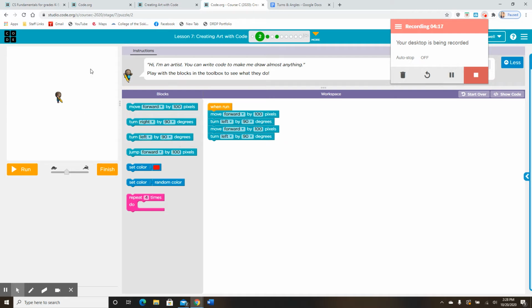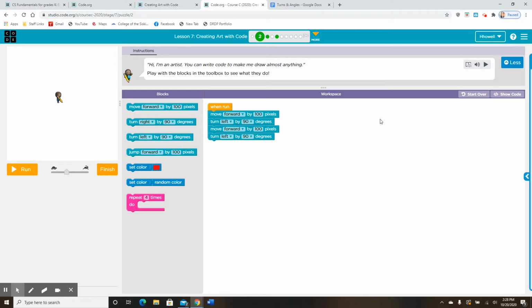All right, so this guy says, hi, I'm an artist and you can write code to make me draw almost anything. Play with the blocks in your toolbox to see what they do. So you don't really have to draw a lot. Just play with these blocks.